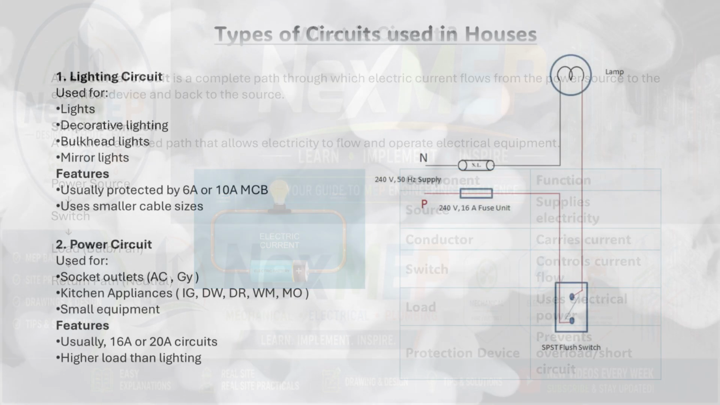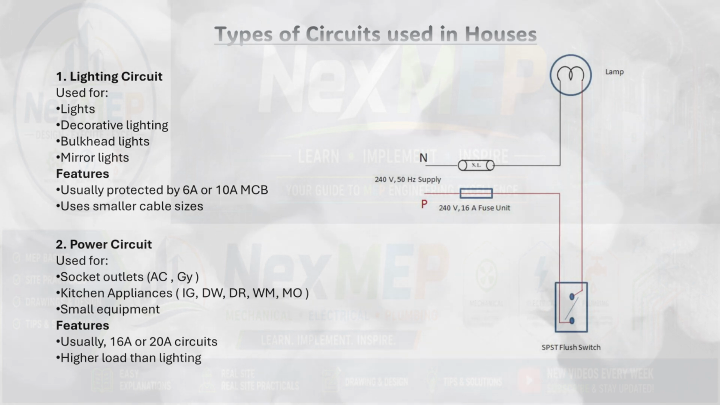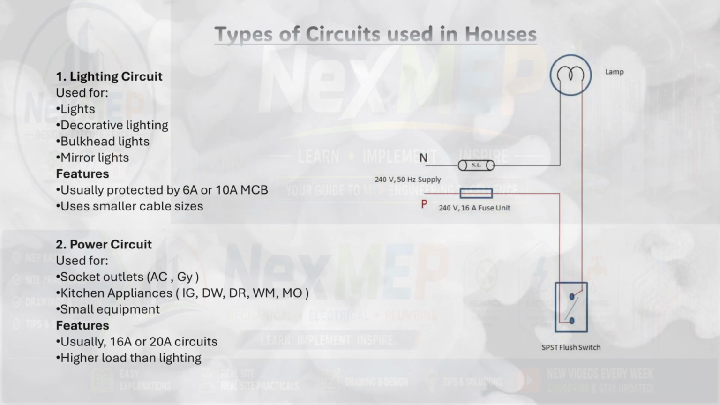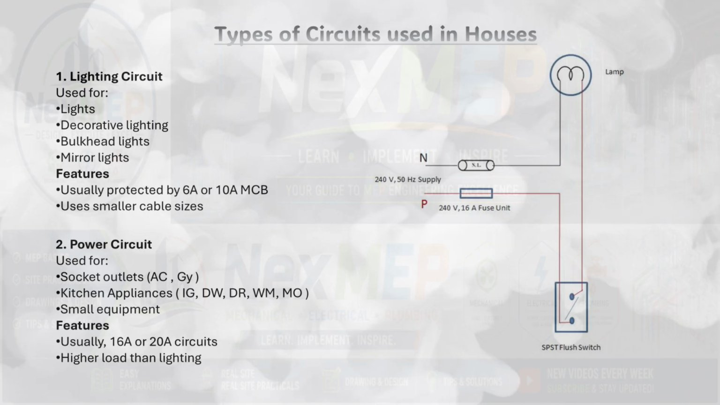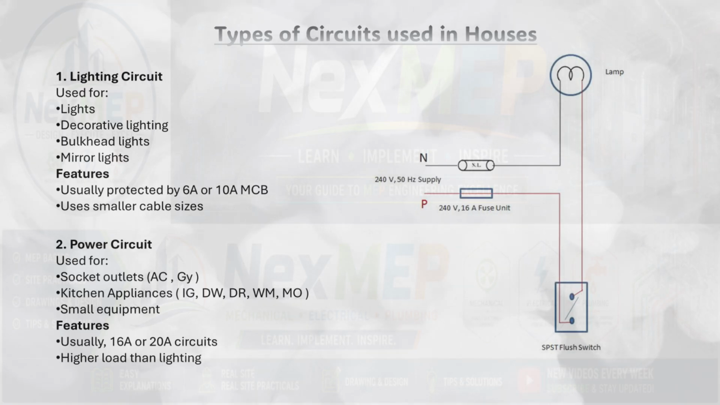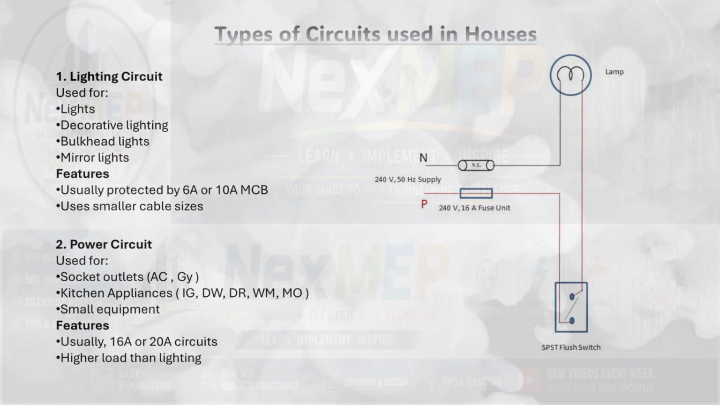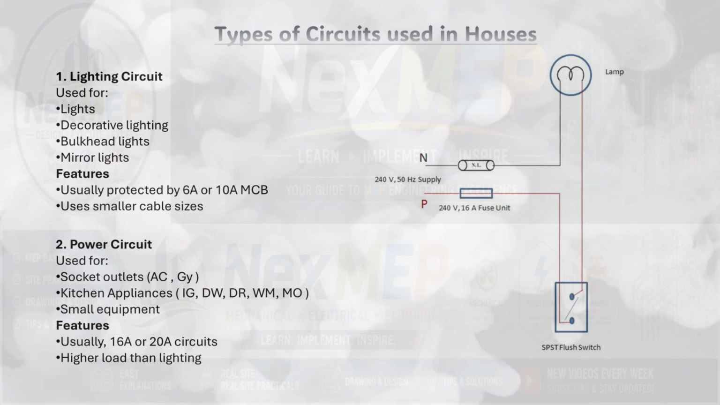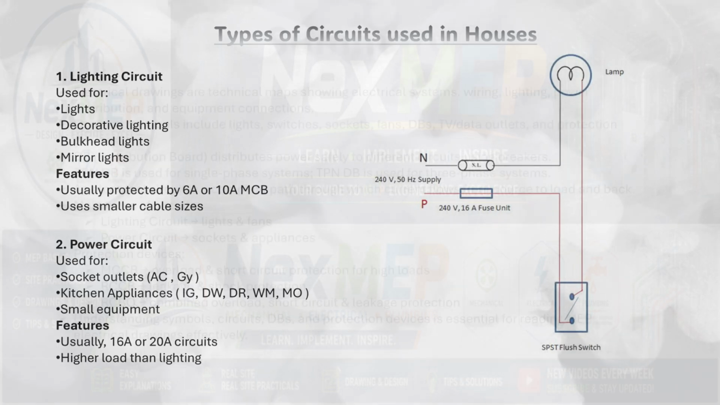work. In residential buildings, there are mainly two types of circuits. 1. Lighting circuit, used for ceiling lights, decorative lighting, bulkhead lights, mirror lights. Features: protected by 6A or 10A MCB, uses smaller cable sizes designed for low loads. 2. Power circuit, used for socket outlets, AC, geyser, kitchen appliances like induction, dishwasher, dryer, washing machine, microwave. Features: usually 16A or 20A circuits, uses larger cable sizes, handles higher loads than lighting circuits. Friends, this is why in every home, lights and fans are on a separate circuit, and AC and heavy appliances are on a separate circuit. It's all about load management and safety.